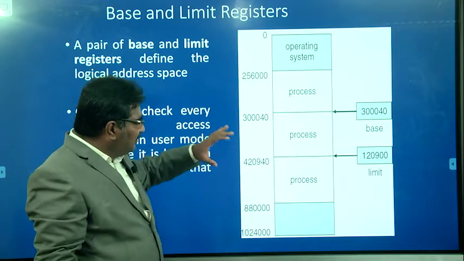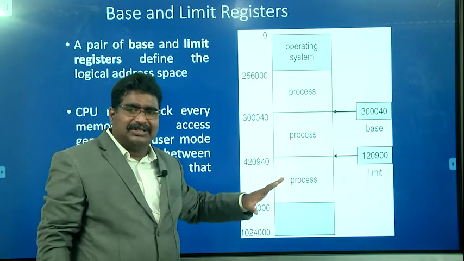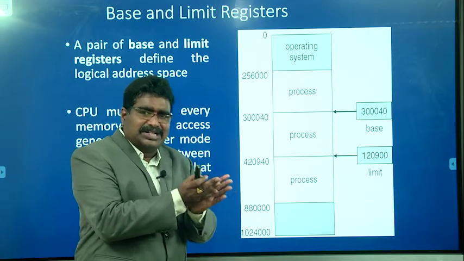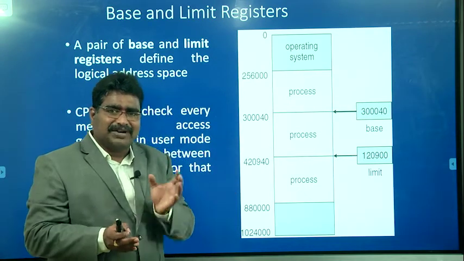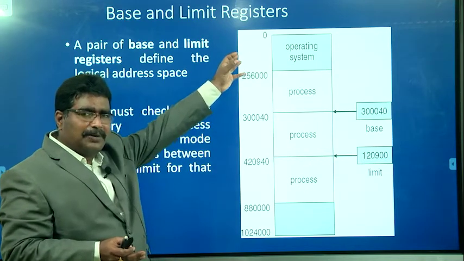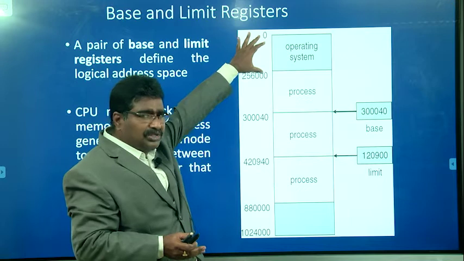Whenever the primary memory exists, it is divided into two partitions: one is the system space and the other is the user space. And what is the meaning of the system space? The system-related software, that is, the operating system, is stored there.